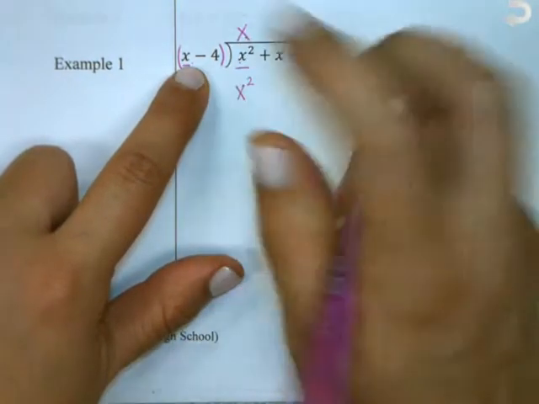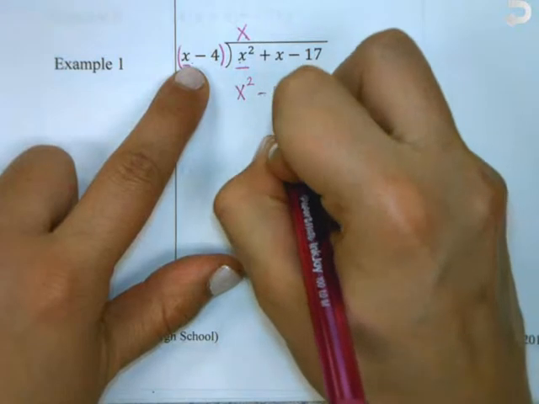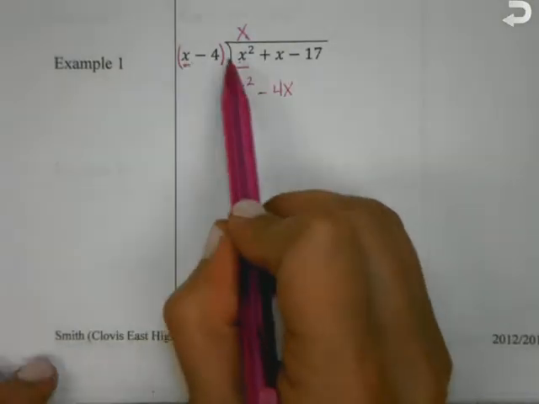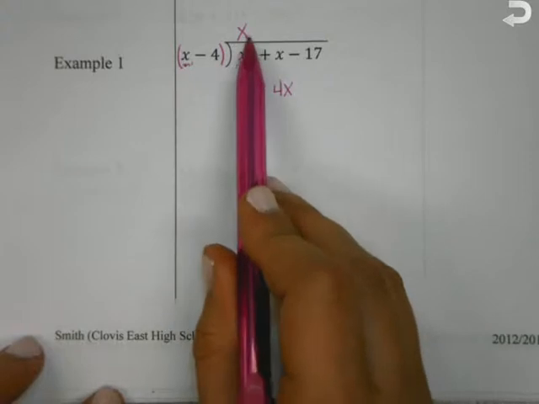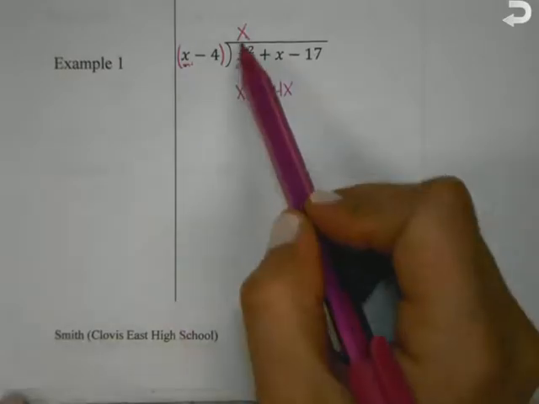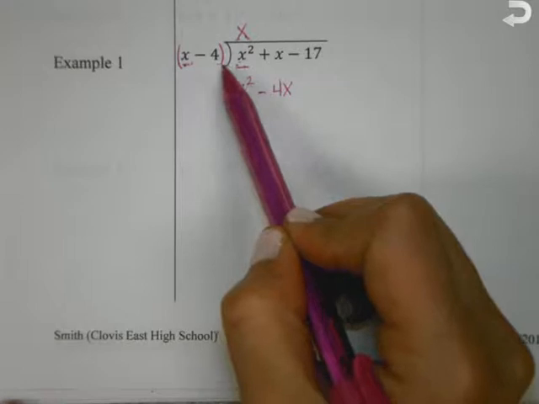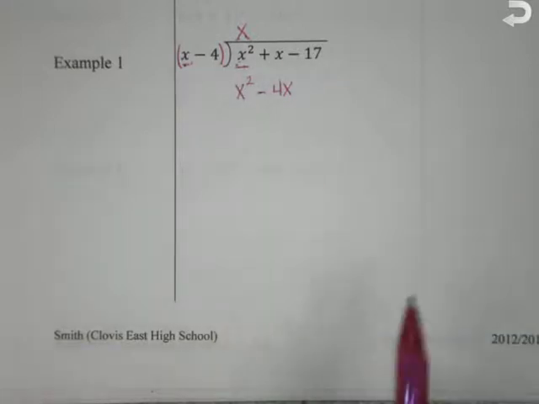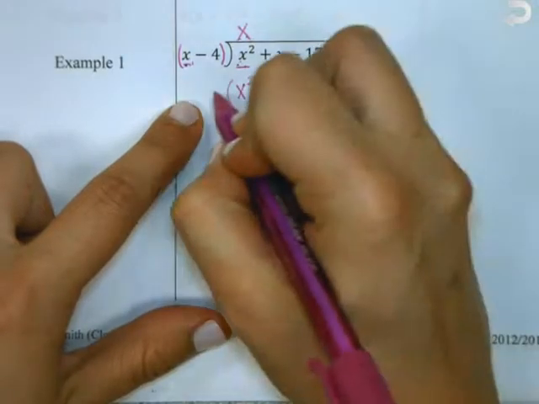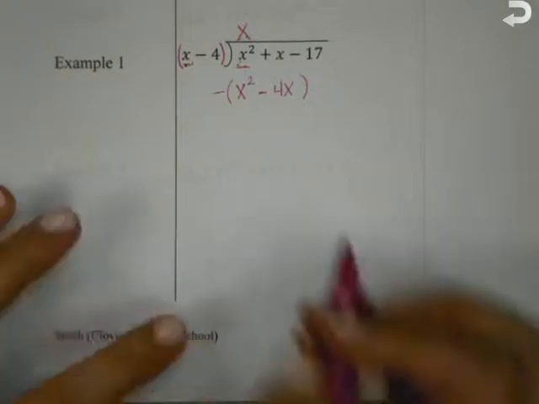Okay? So we only use the first terms to get the number on top, but in that multiplication step, we have to multiply x by the whole thing. And then step 3 was to do what? Subtract. So when I'm subtracting this whole thing, what actually happens? Yeah, we change the sign. So x squared becomes negative x squared, and negative 4x becomes plus 4x.